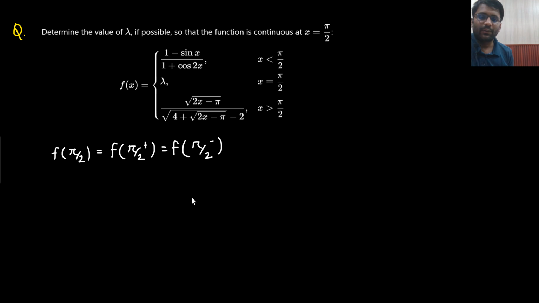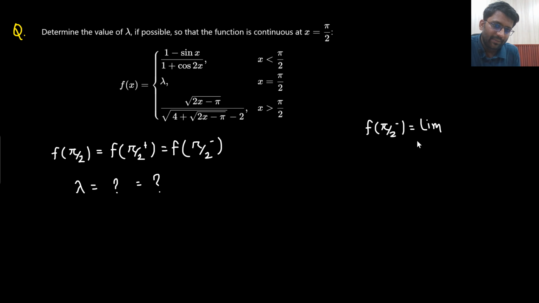Yeah, so what is the value at x equals to pi by 2? That is lambda. These values, sir, I don't know as of now. So let's check at f of pi by 2 minus. If I check at f of pi by 2 minus, which graph do I need to consider? X less than pi by 2, that means this graph I need to consider. That means limit x tending to pi by 2 minus of 1 minus sin x divided by 1 plus cos 2x.